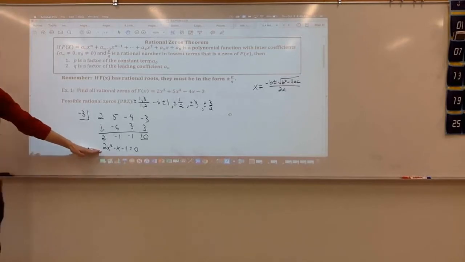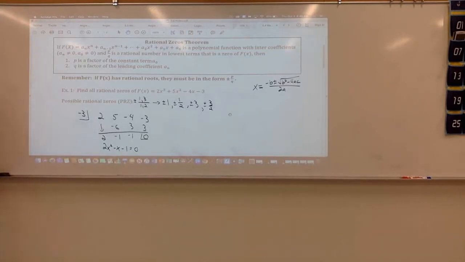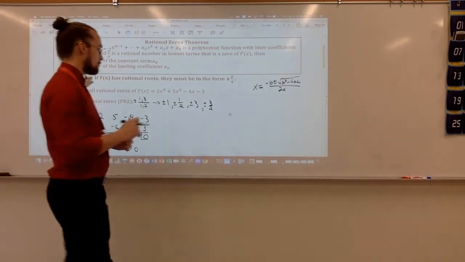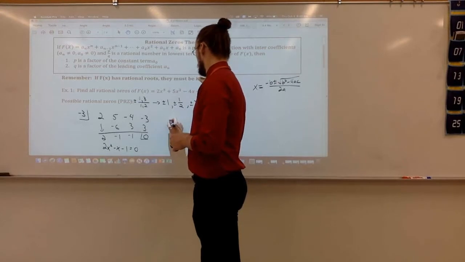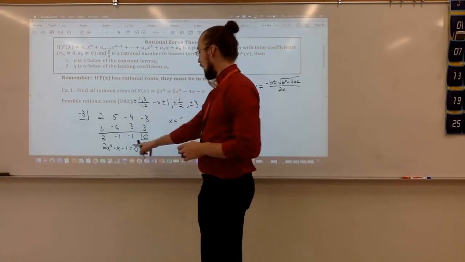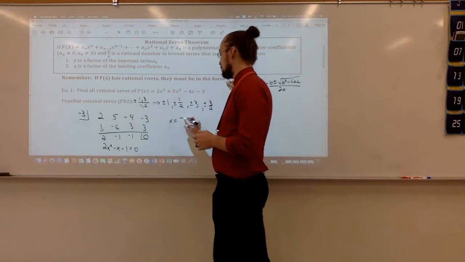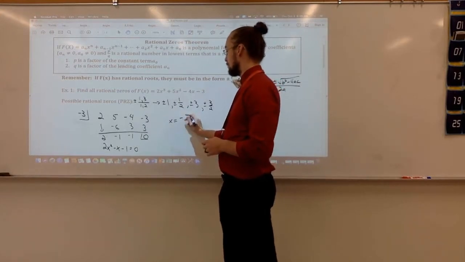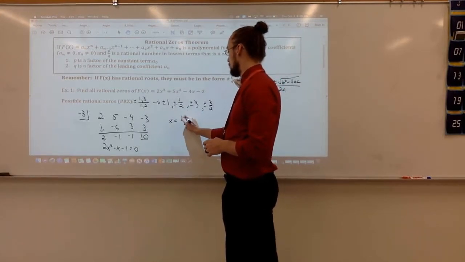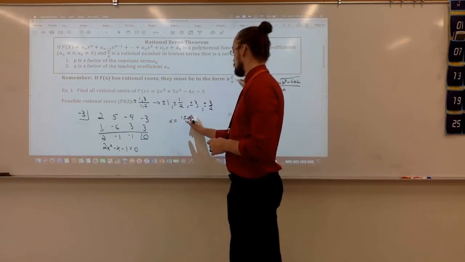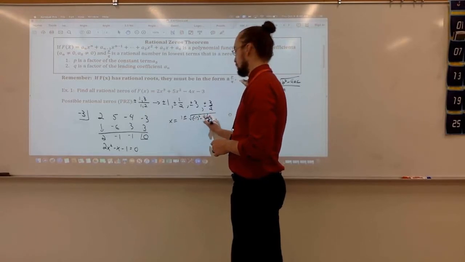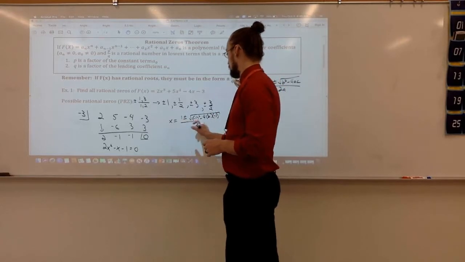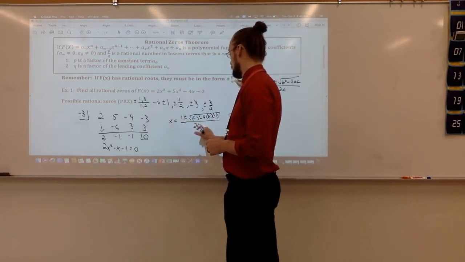So how do we want to solve this one? Do we want to try to factor it or just use the quadratic formula? Let's just use that formula. All right. So x equals the opposite of b. b is -1, so that'll be 1, plus or minus the square root of b squared minus 4 times a times c, all over 2 times a.